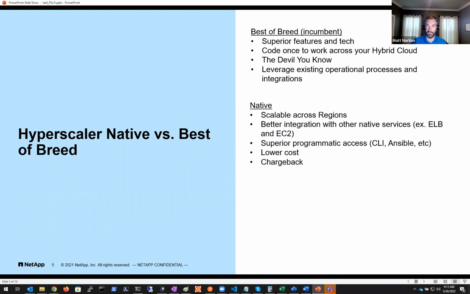And then there's native, right? So native certainly has its own advantages. Typically, it's going to scale better, right? It's native to your hyperscaler, so you can get it up and running very quickly across a multitude of regions. Going back to the F5 example, and this is true for many marketplace solutions, you sort of have to do it region by region, right?